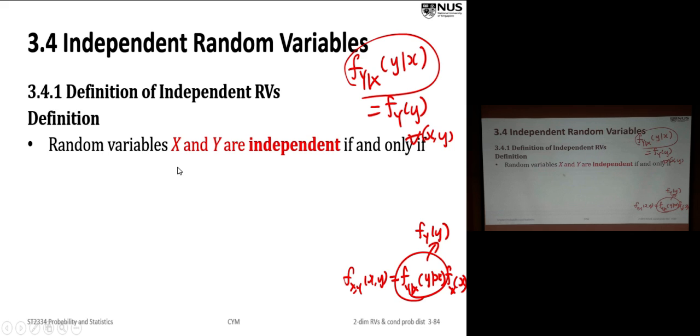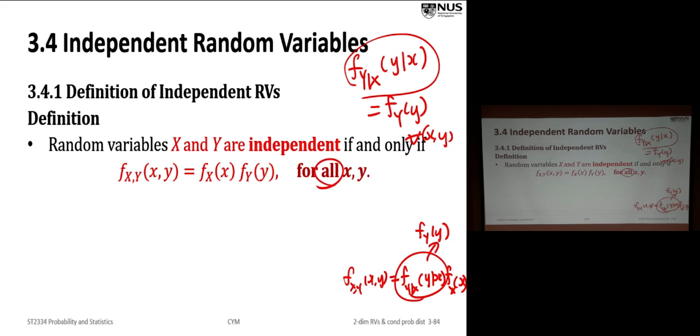Okay, so we say that two random variables are independent if and only if the joint distribution is equal to the product of the two marginal distributions. This applies to both discrete and continuous random variables. And this is true not just for one particular x, y value, but it has to be true for all x, y values.